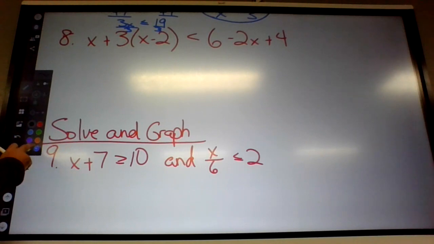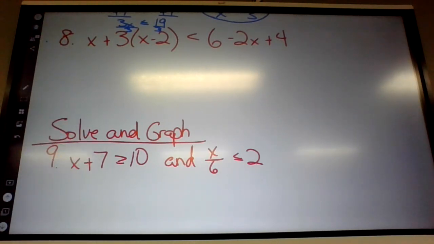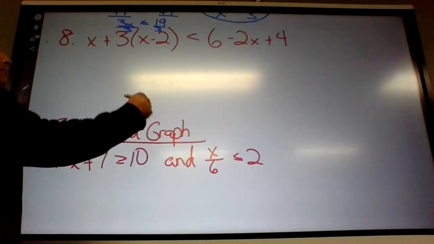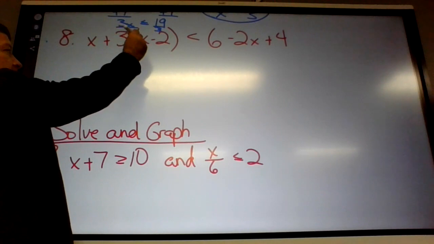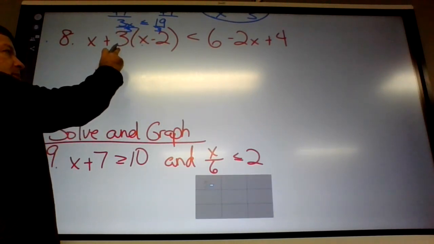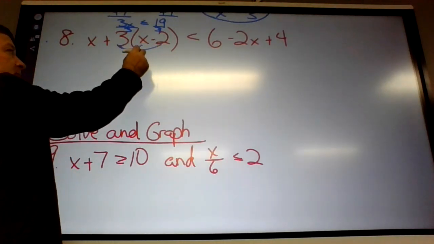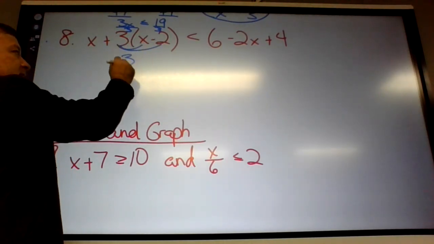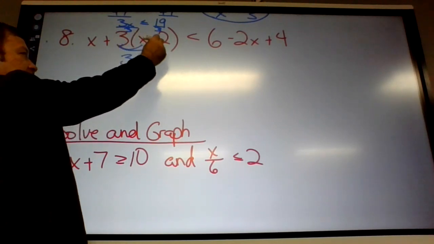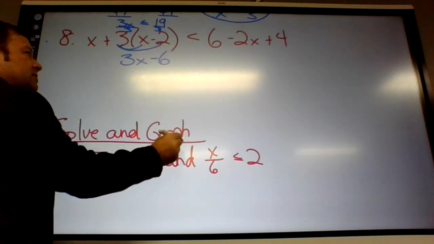Alright, Brianna, you got the big one. What do you think we should do first? What do we do when there's a number next to parentheses right there? Yeah, multiply both of those by 3. 3 times x, and 3 times minus 2, -6.